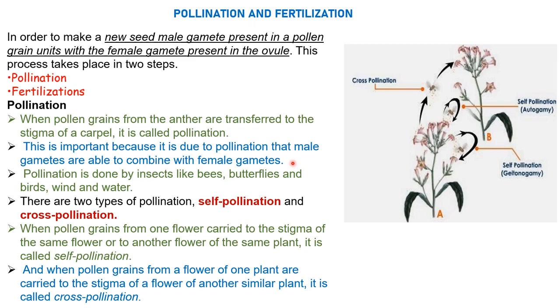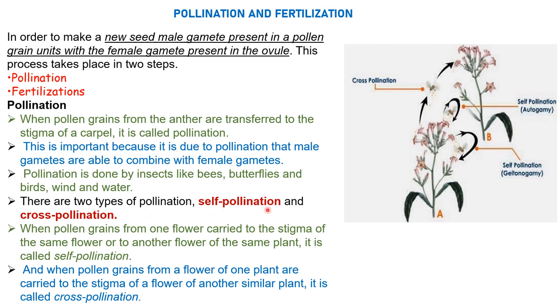So by this process, male gamete and female gamete, they can unite. They can come together, they can unite, right? So it's a very important process. Pollination is done by insects like bees, butterflies. It can be done by wind, by water, even by huge animals like elephants. So there are different ways of pollination. And there are two types of pollination.